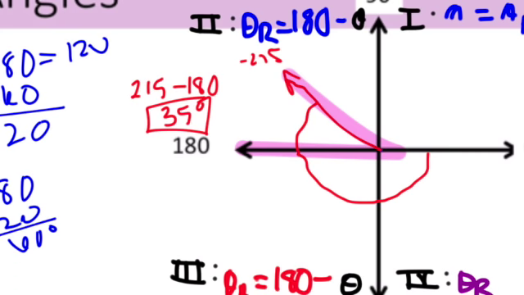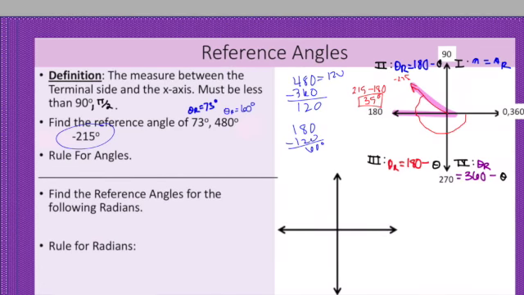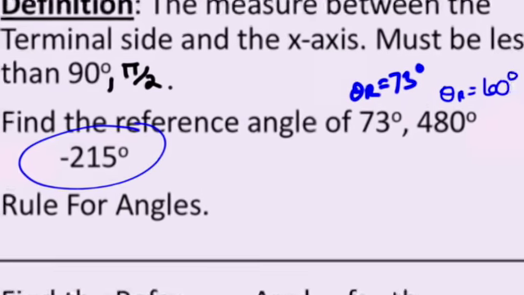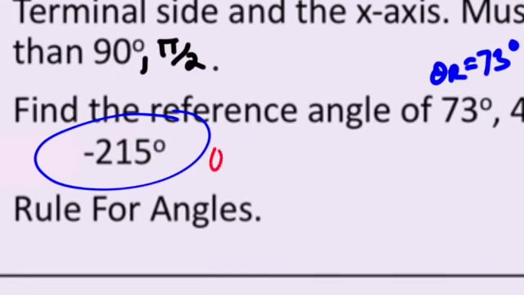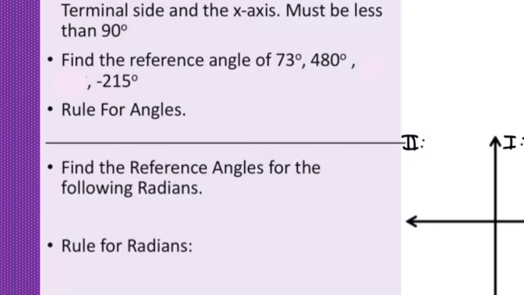Another way to do it is you can find the positive coterminal angle, and then subtract it from 180 that way. So now we know that the reference angle for 215 is going to be 35 degrees. So let's look at some radian reference angles.